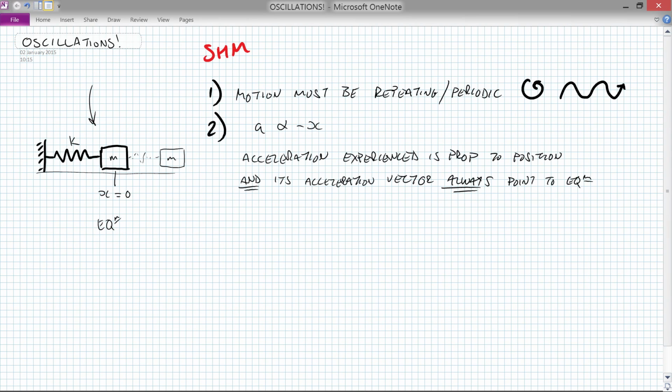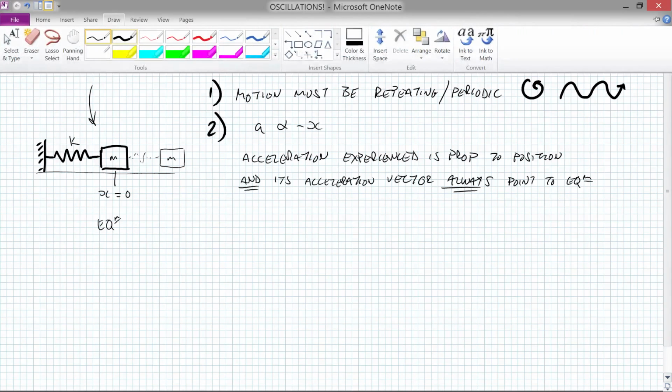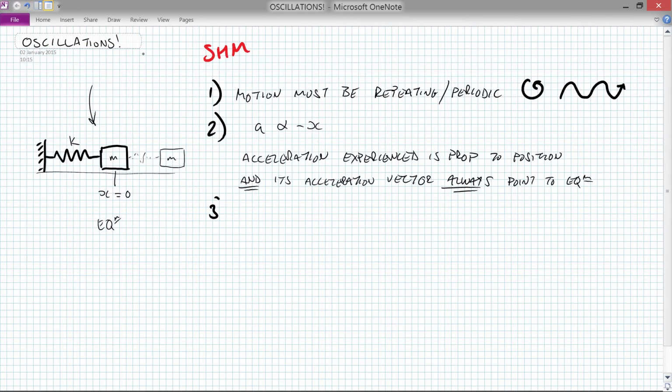So let's get rid of that. And the final rule, which is like I said, just an addendum, an added convenience. The third rule is that oscillations must be small in amplitude. And the reason why I say this is sort of an extra rule is because this rule, number 3, ensures that this rule happens.